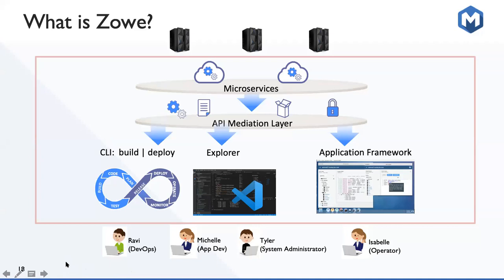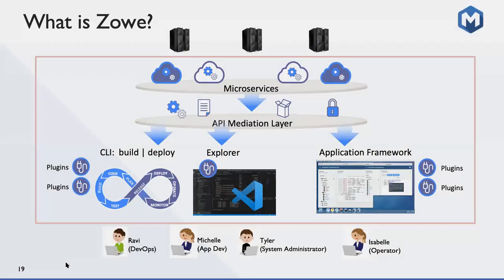And then lastly, next slide, please. Actually, before that, I need to embellish this. Each one of these major subcomponents, the CLI, the Explorer, and the application framework, they all come built in with plugins that enable you to do certain things. So for example, the CLI comes with a CICS plugin. The application framework comes with a 3270 emulator. So they come with existing plugins. And then next slide.